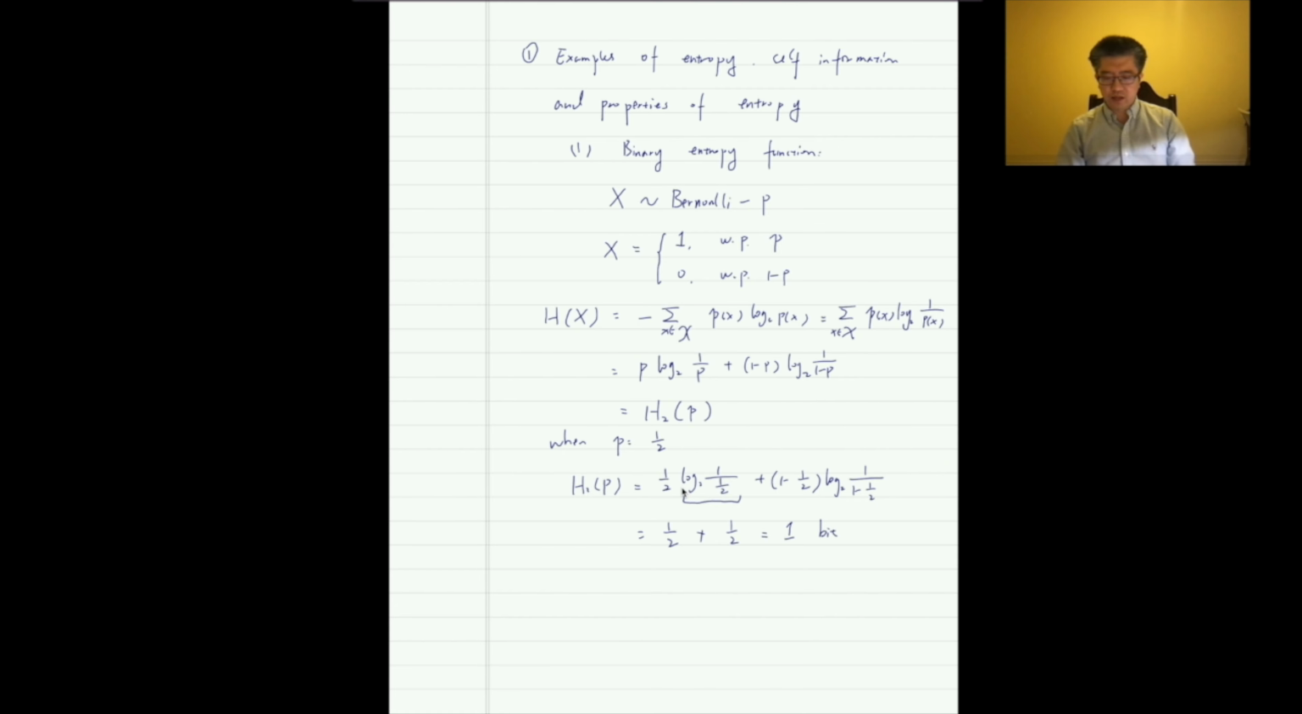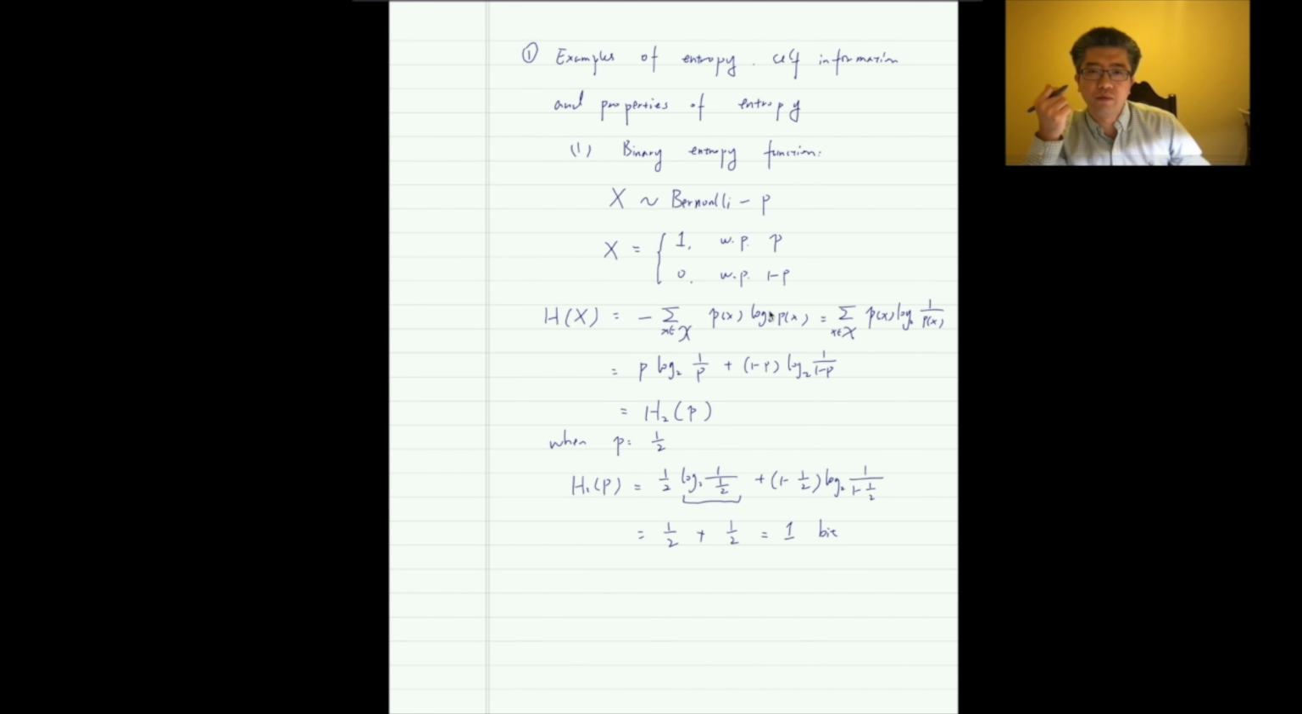Okay, so this means that for a Bernoulli source with probability half, the entropy of this random variable is 1 bit. This bit is called the information bit. The meaning of that is slightly different compared to the bit that we use every day, the digital bit. Okay, so this basically means the representation of the information of a source.